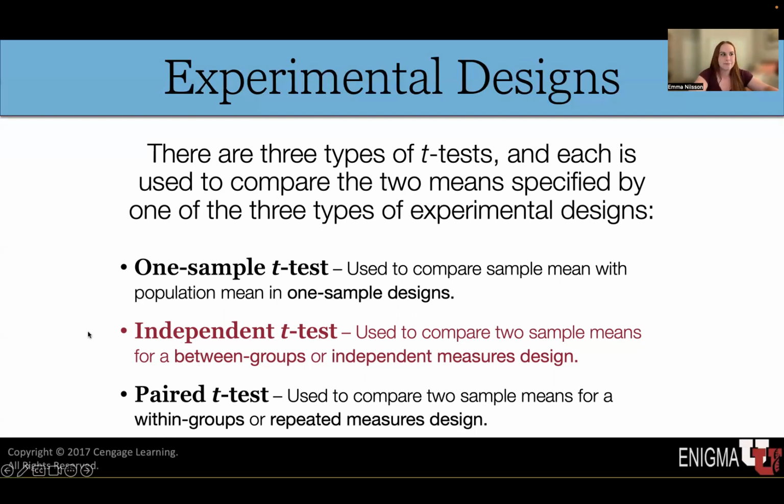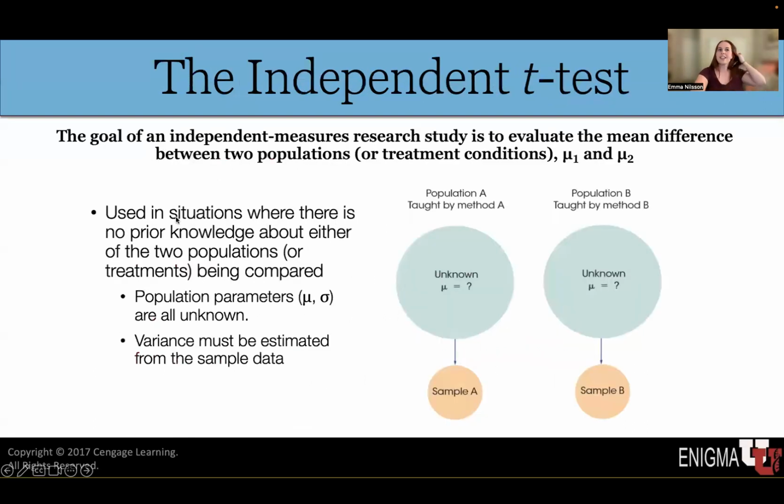independent t-tests. So the independent t-test, like we said, the goal of an independent measures research study in which we would use an independent t-test is to evaluate the mean difference between 2 populations or treatment conditions. And we'll differentiate them with the mean from population 1 is going to be called mu1, and the mean from population 2 is mu2. A little shout out for the Pokemon fans in here.